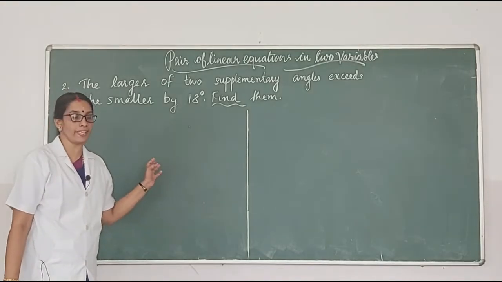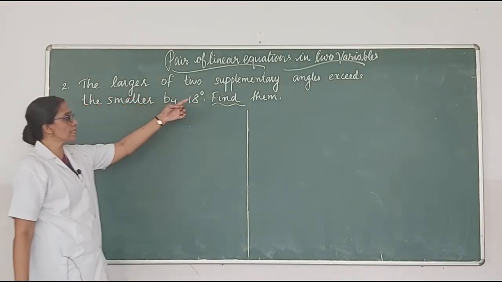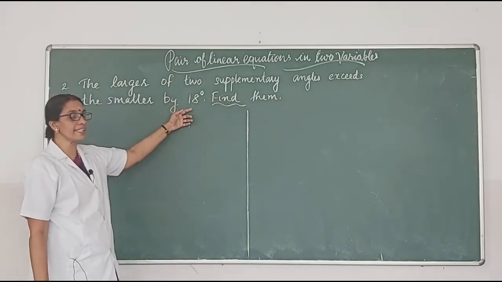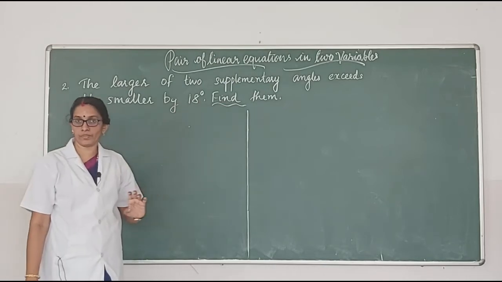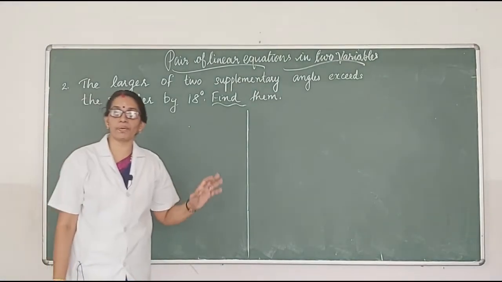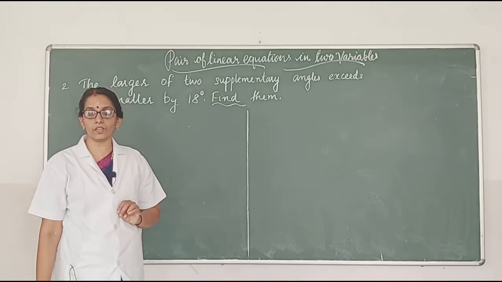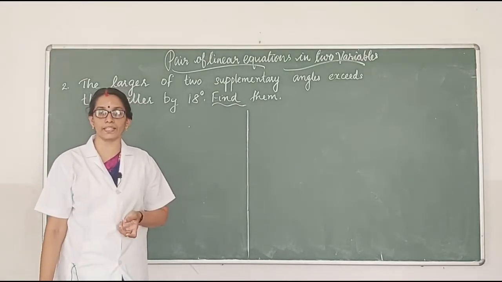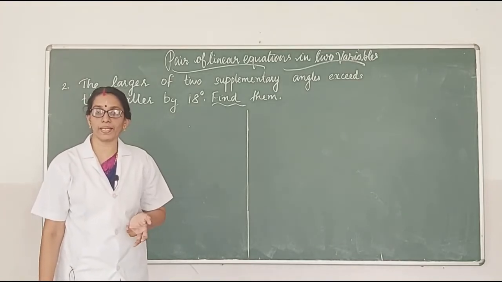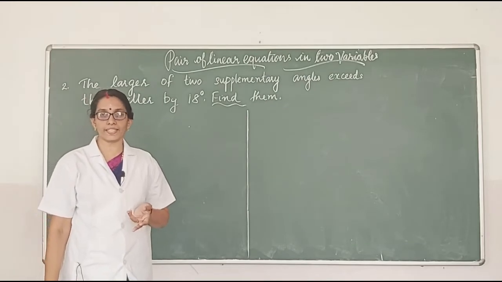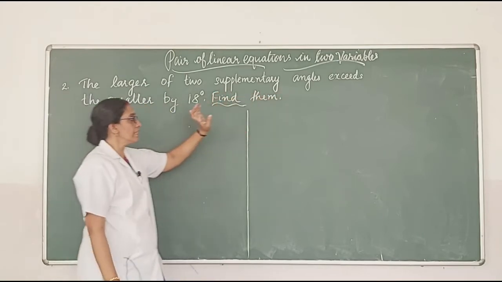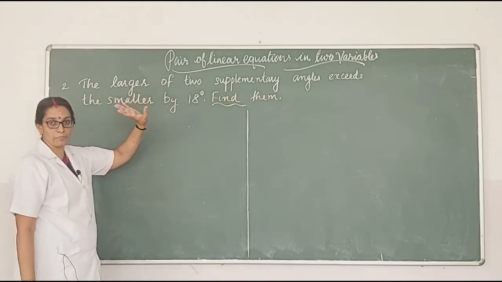Now another simple question. The larger of two supplementary angles exceeds the smaller by 18 degrees. Find them. So this question is about supplementary angles. What are supplementary angles? You have studied in lower classes supplementary angles and complementary angles. Supplementary angles means two angles are said to be supplementary if their sum is 180 degree, isn't it? So there are two angles, they are supplementary angles, and the question is about these supplementary angles.